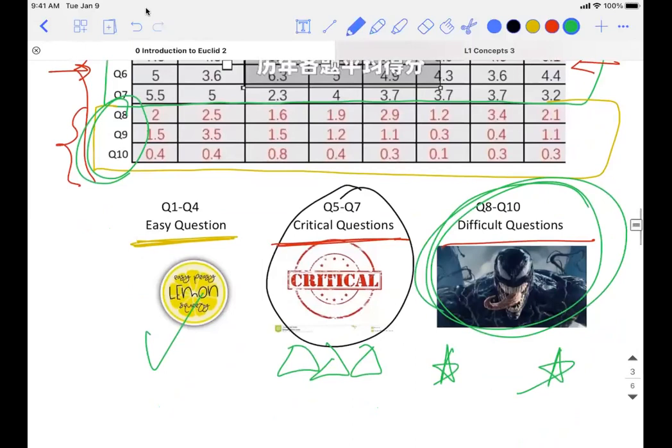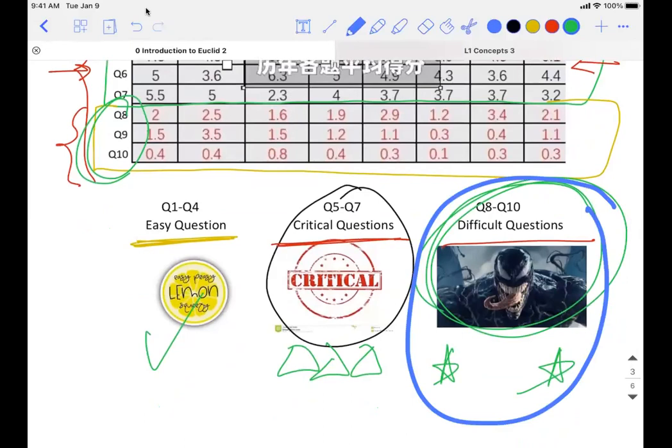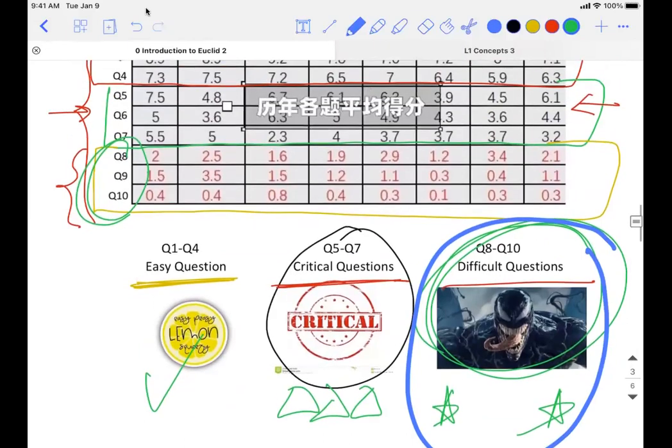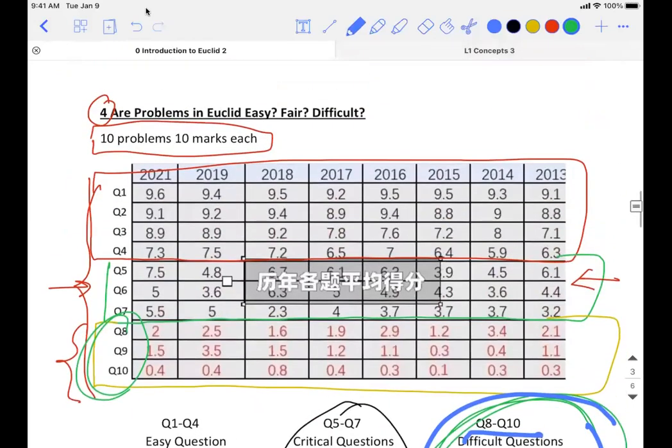However, for the last 3 problems, they're critical and difficult, and sometimes if you just read the solution, it's very confusing. So in our lecture, we're going to focus on the last 3 problems, give you a lot of strategies and different methodologies, and show how to solve those problems in a more efficient way. So this is our question number 4, the complexity of all the problems in the Euclid exam.